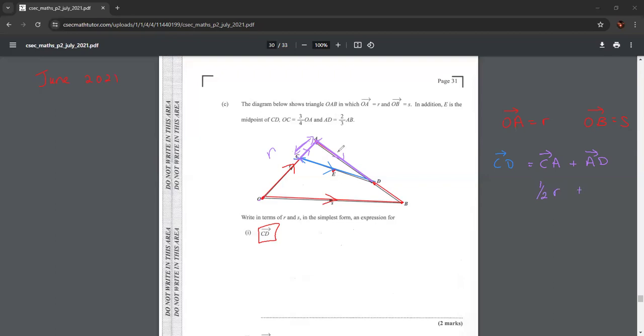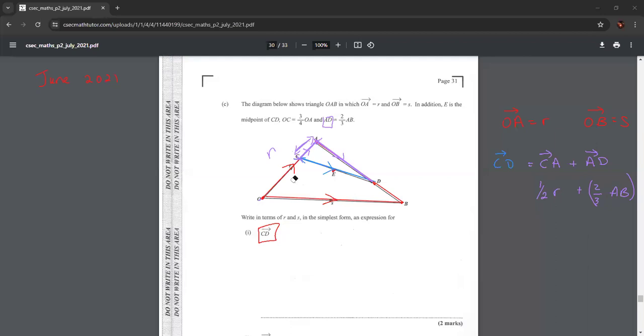And then AD, they told me that AD is 2/3 of AB. Now that's all we know right now. But what is AB? So that means we have to figure out what is AB.